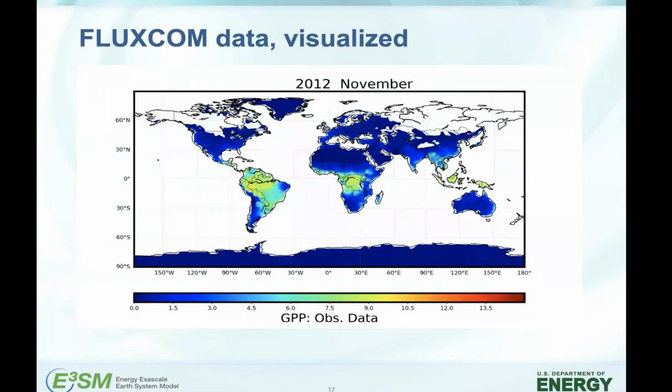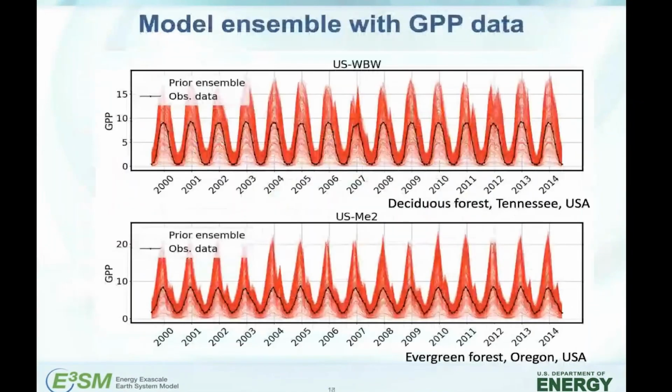And this next slide shows another slice of the same data set. These are two different sites in the US, and we are looking at time series of observational data on top of the 275 ensemble members. Generally, we see that the ensemble mean over-predicts what the observational data provides.